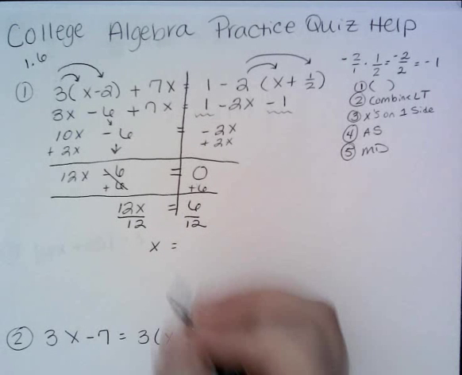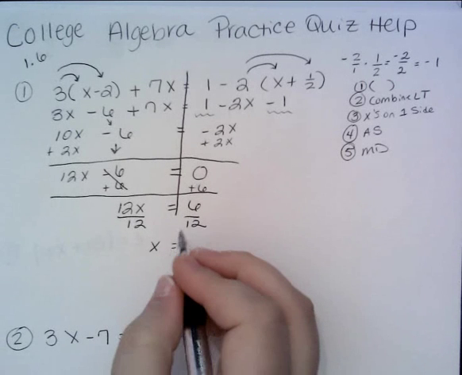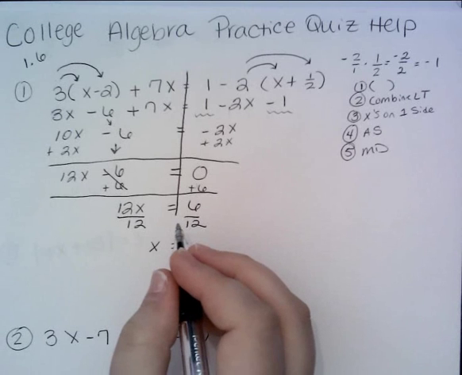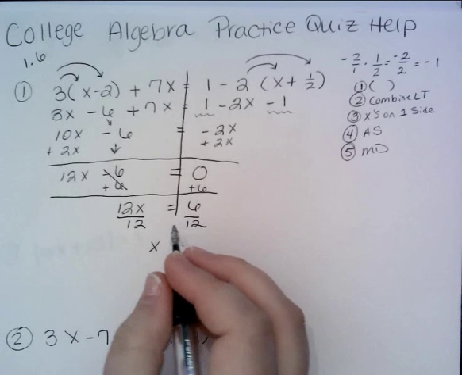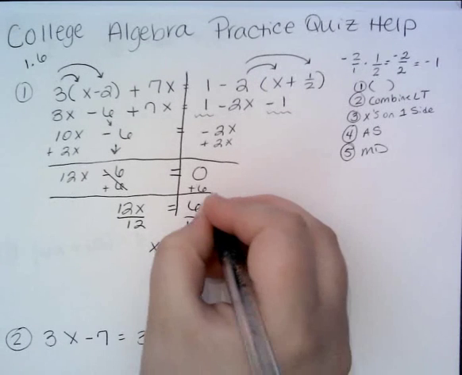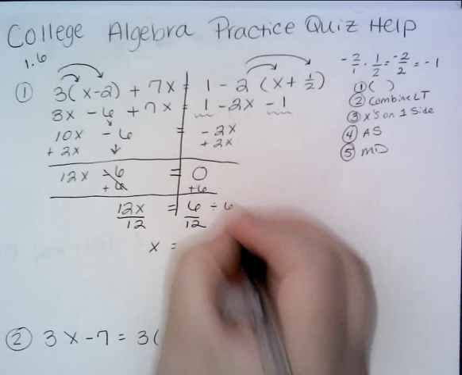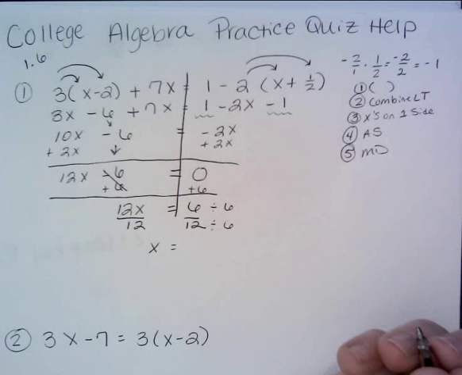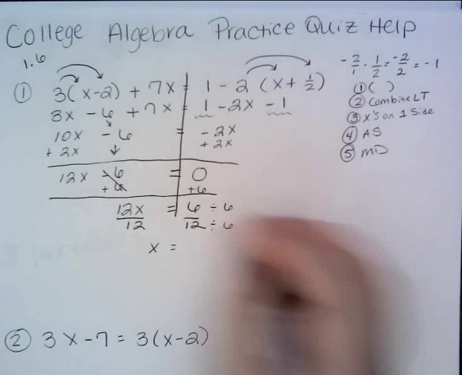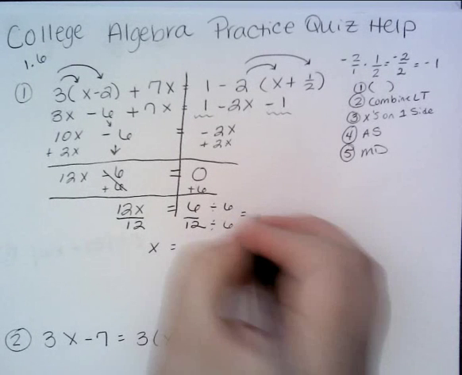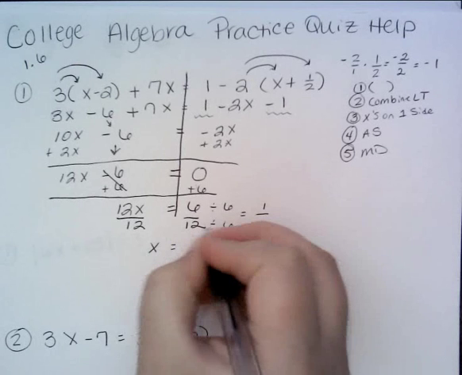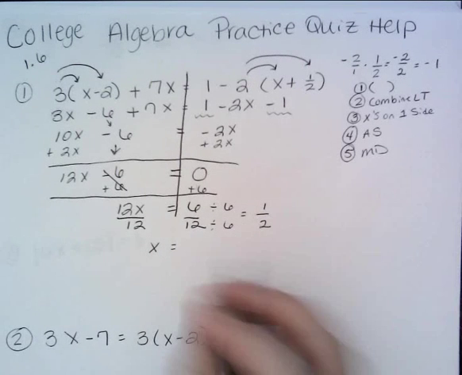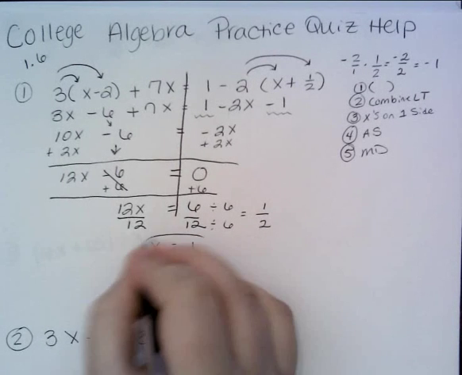Now, when you simplify 6 over 12, some of y'all might automatically say 2, but that's not correct. Remember, when you simplify, you divide the top number and the bottom number by a common factor. Well, that common number that goes into both of those is 6. So 6 divided by 6 is 1. 12 divided by 6 is 2. So your answer would be x equals 1/2.